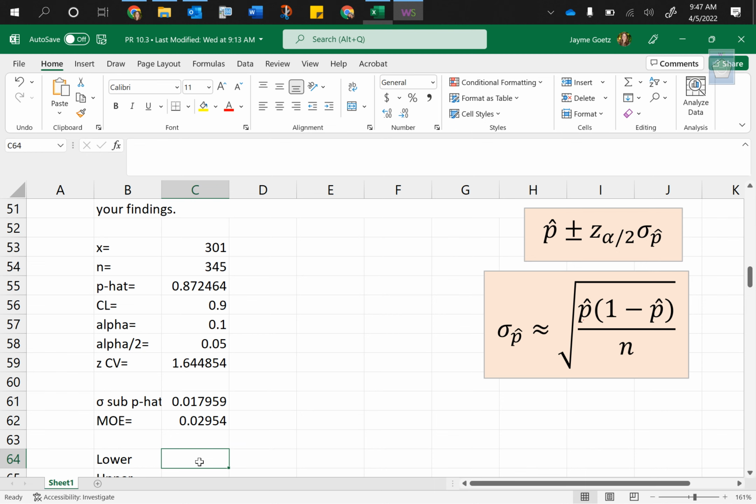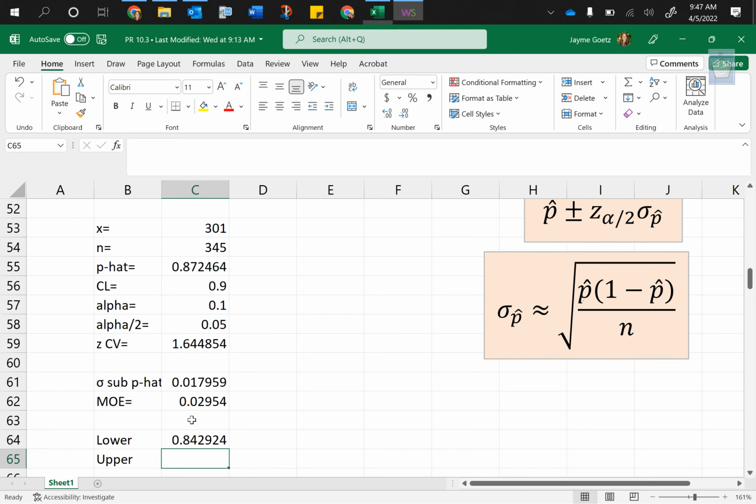Now, how am I going to find my upper and lower boundaries? What am I going to use? Be careful. In the previous lessons, we were using x bar because we were finding the confidence intervals for sample means. Here we're finding the confidence intervals for proportions. So instead of x bar, what am I going to use? Your p hat. Good. So we're going to go equals p hat minus my margin of error, and equals p hat plus my margin of error.